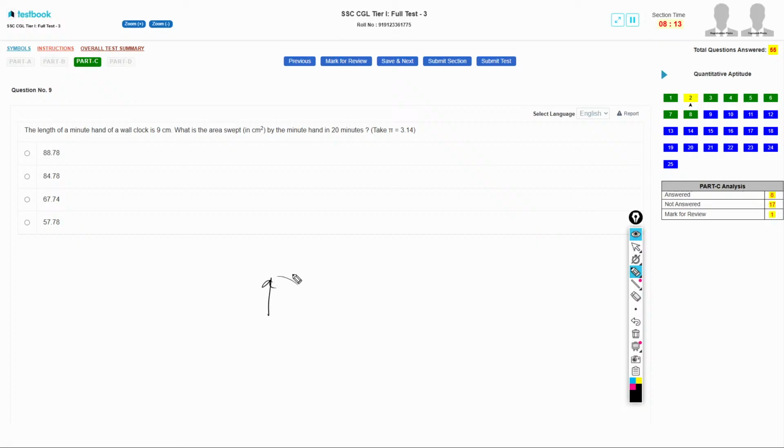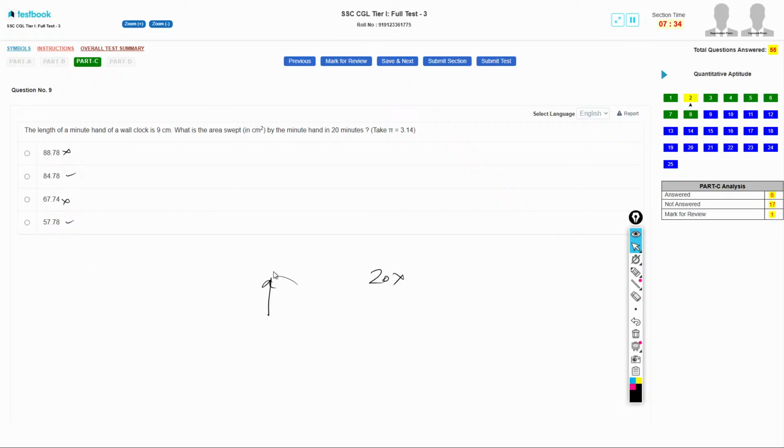The length of a minute hand of, okay, this is 9. Area swept by the minute hand in 20 minutes. So 20 times, so multiple of 9 should be there. So 8, 8, 8, 24. This is not a multiple of 8. 8, 8, 16, 27. This is a multiple of 9. 7, 7, 14. 14 and 8 is 14 and 8. Yeah, it is also 22 and 5, 27. Okay, so between these two.